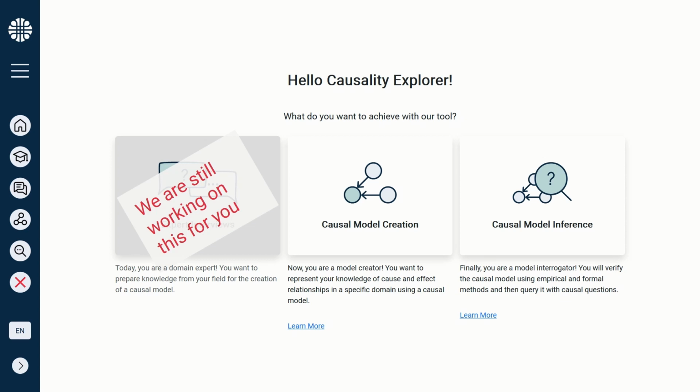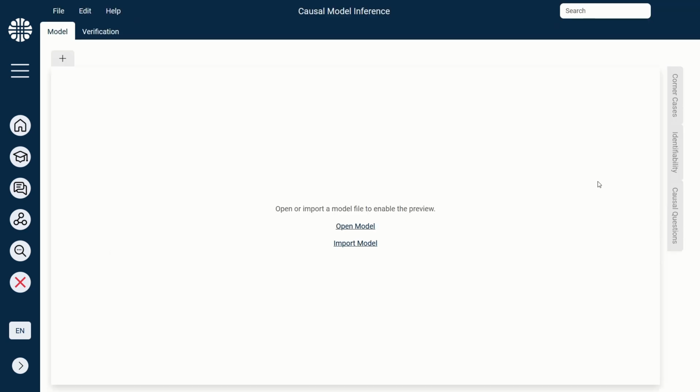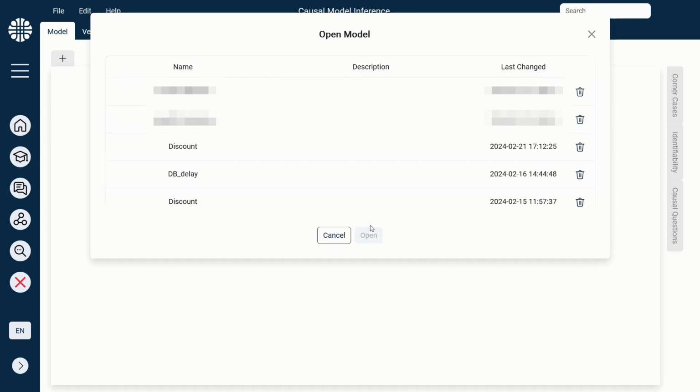In the last segment, we created a causal model. Now let's do causal inference on it. So let's select Causal Model Inference. Then we could load a model from the local hard drive, which comes as a zip file. However, let's continue with our discount model and load it from cloud storage by clicking on Open Model and selecting the one we want to work with.